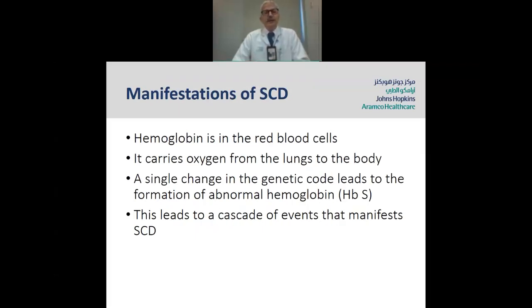What are the manifestations of sickle cell disease? Hemoglobin is what is in the red blood cells, and it is the hemoglobin that gives the blood its red color. The function of hemoglobin is to carry oxygen from the lungs to the rest of the body. There is a single change in the genetic code that gives rise to this disease. So one change leads to one change in an amino acid, and that is responsible for all the changes from sickle cell disease. And it is a cascade of events, at the end, that is all the manifestation of sickle cell disease.